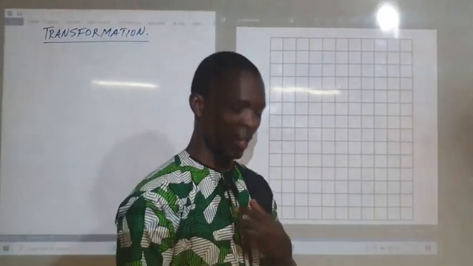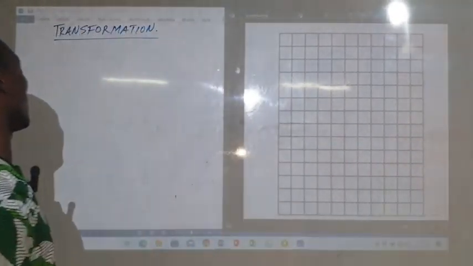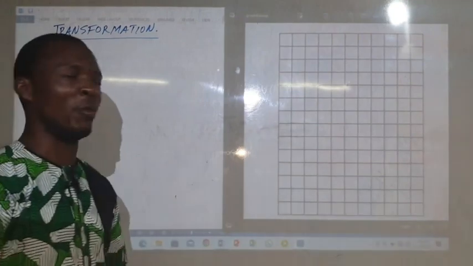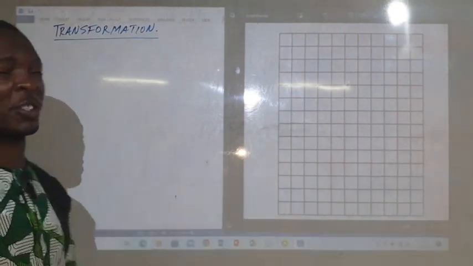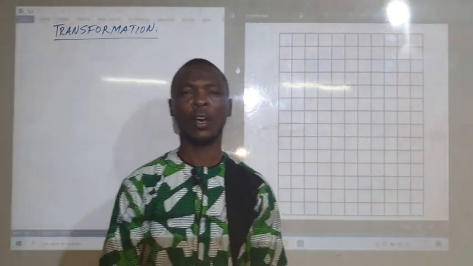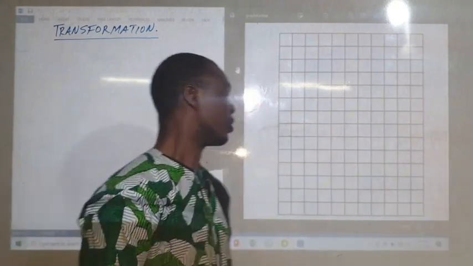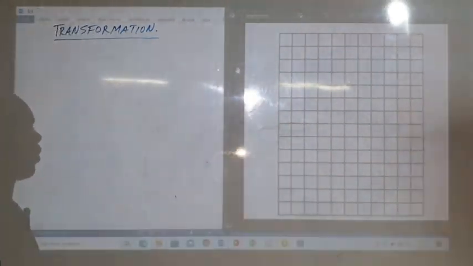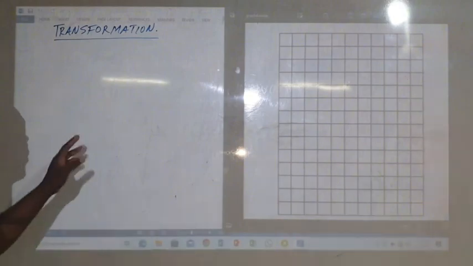Today's class, we are going to be looking at transformation. And what is transformation? Transformation is the change in size or position or both of a figure. So, change in size or position of any figure. Under this transformation, we have four types of transformation.